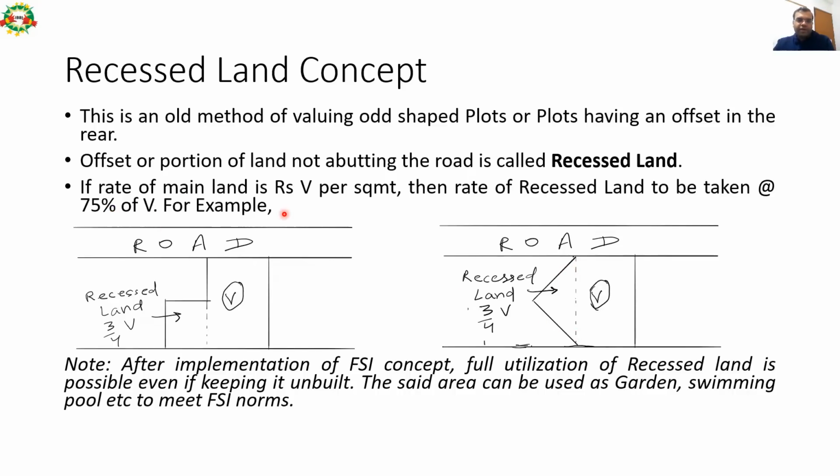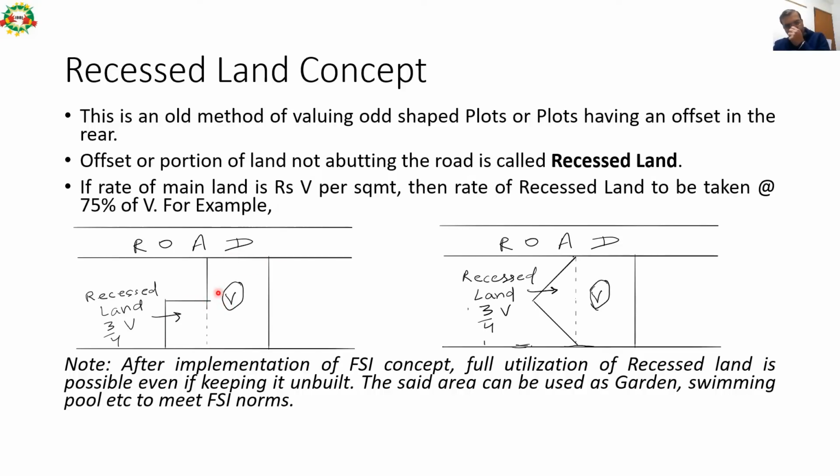If the rate for main road land is V, say rupees 100 per square meter, then the rate for recessed land is to be taken as 75% of V. For example, we have an L-shaped plot here. So this is the road. For this portion of the plot, there is no attached road to it.